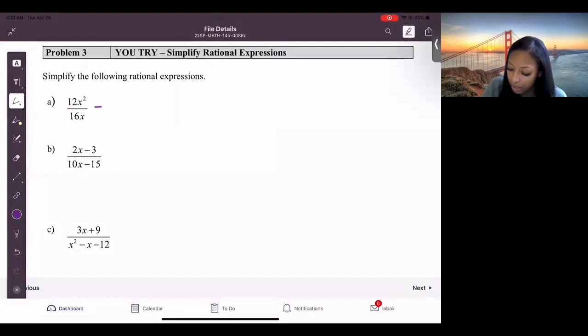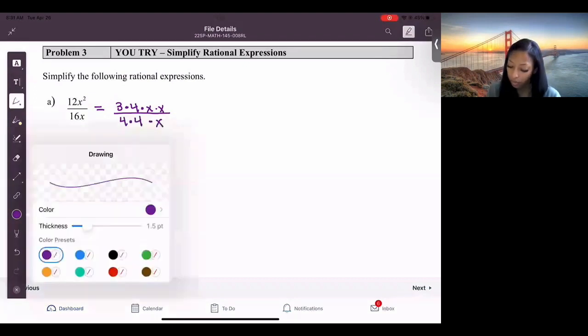So for our numerator, we have the number 12. 12 can be factored to 3 times 4. And then x squared is x times x. So we can write this as 3 times 4 times x times x. And then in our denominator, we have 16x. 16 is 4 times 4, and then times another x.